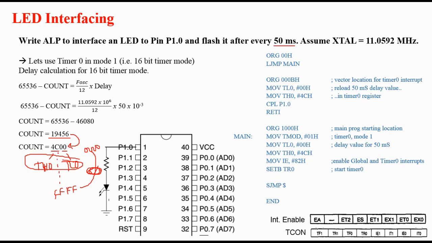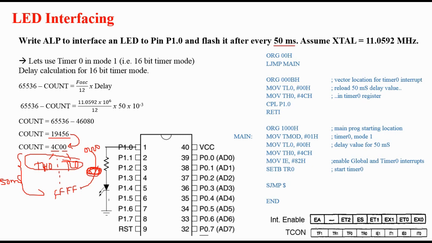Again the counting will get started. After some time, let's say after a span of 50 milliseconds, the value will reach FFFF, and after that it will overflow. Again the interrupt will get generated. Previously the LED was on, now we will make the LED off. Again we will reload the value, so TH0 TL0 will contain 4C00. Again the timer will get started, and after 50 milliseconds the timer value will reach FFFF.